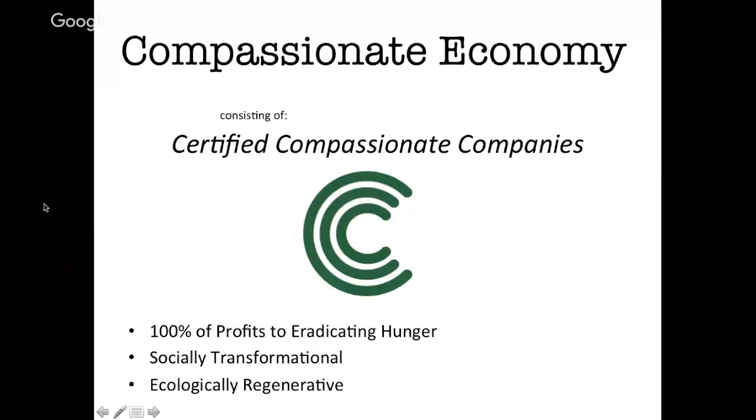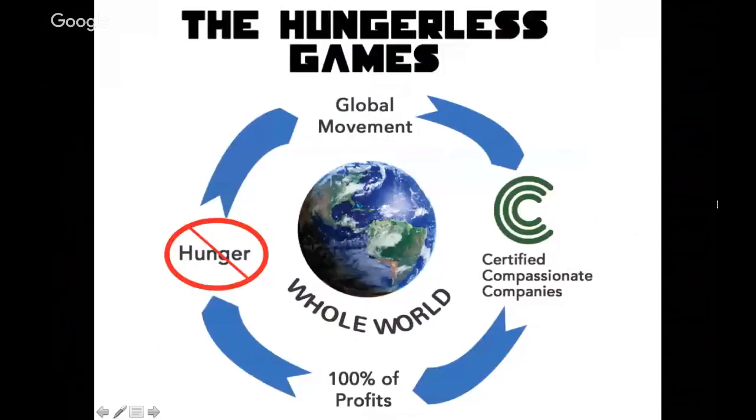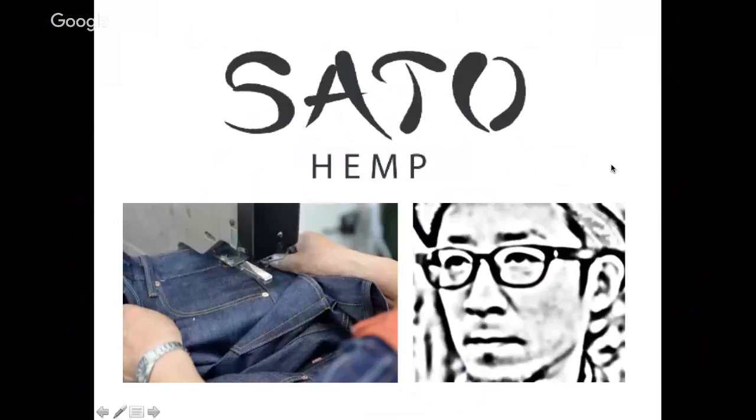Putting together different resources. One resource is a new standard called Triple C, Certified Compassionate Companies, which donates all of its profits to eradicating hunger, among other good things. Kind of like Newman's Own, except Newman's Own is a brand. Triple C would be a standard under which you could have multiple brands. Brands such as Sato Hemp. This is the first Triple C brand.